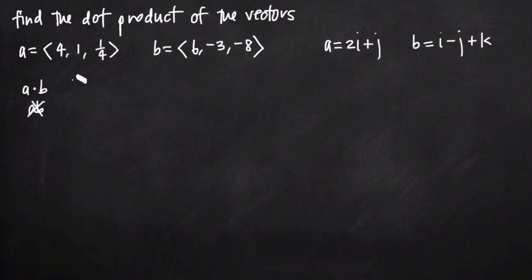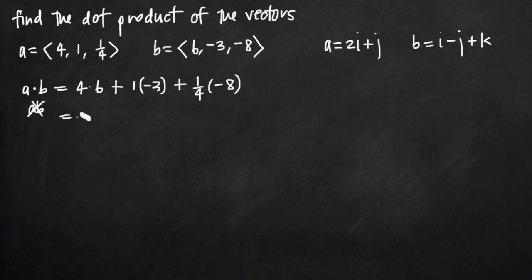So the dot product of a dot b is just going to be the x components multiplied together. So 4 and 6, we'll multiply 4 and 6 together. Then we add to that the product of our y components, 1 times -3. And then we add to that the product of our z components, so 1/4 times -8, like this.